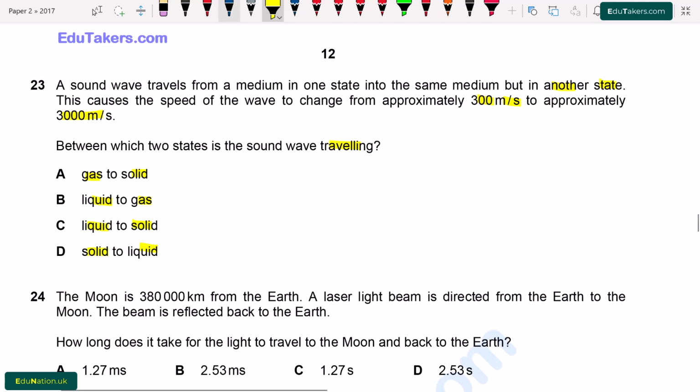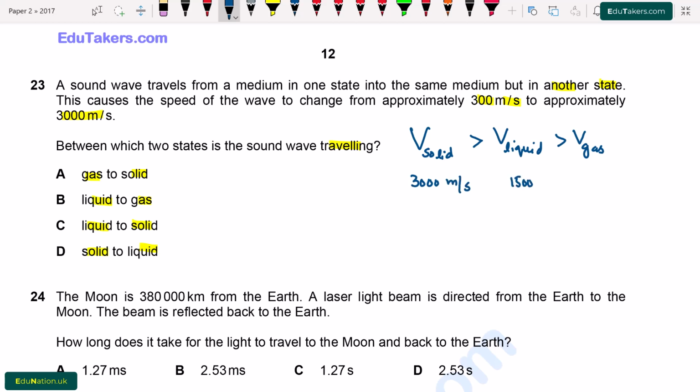So first of all, the speed of sound is larger in the solid as compared to the speed of sound in the gases and liquid. I write here, speed of sound is larger in the solid as compared to the speed of sound in the liquid. This is even greater as compared to the speed of sound in the gas. The speed of sound in the solid is approximately 3000 meter per second. In the liquid, it is approximately 1500 meter per second. And in the gas, it is 300 meter per second.